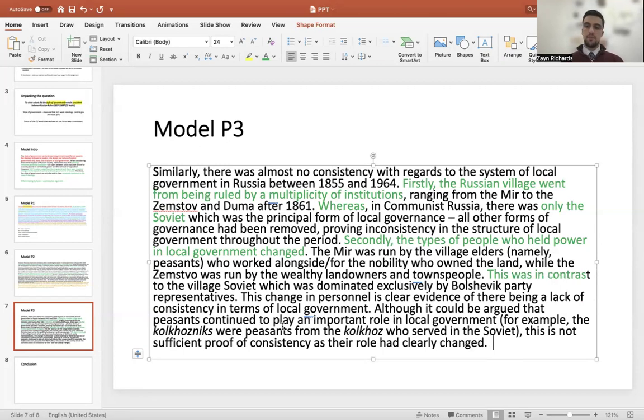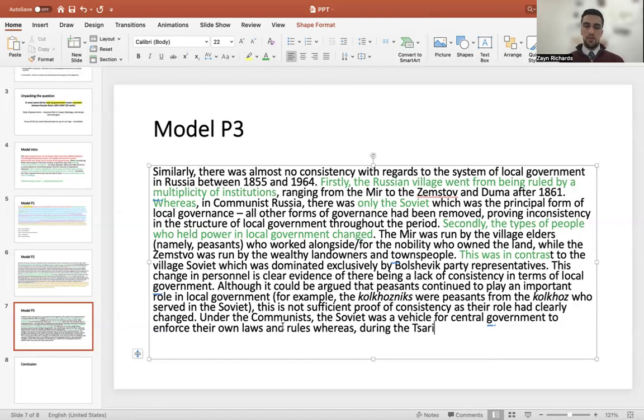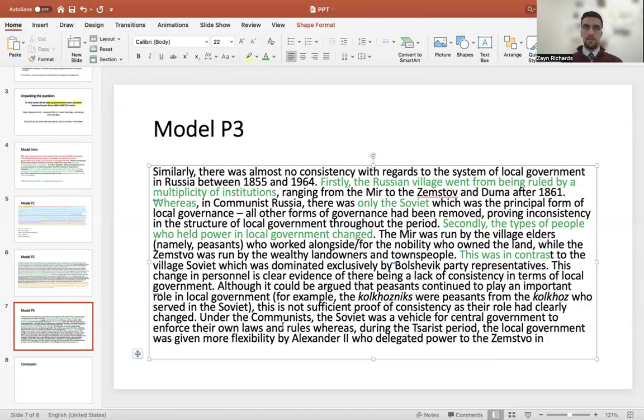Under the communists, the Soviet was a vehicle for central government to enforce their own laws and rules, whereas during the Tsarist period, the local government was given more flexibility by Alexander II, who delegated power. Consistency.